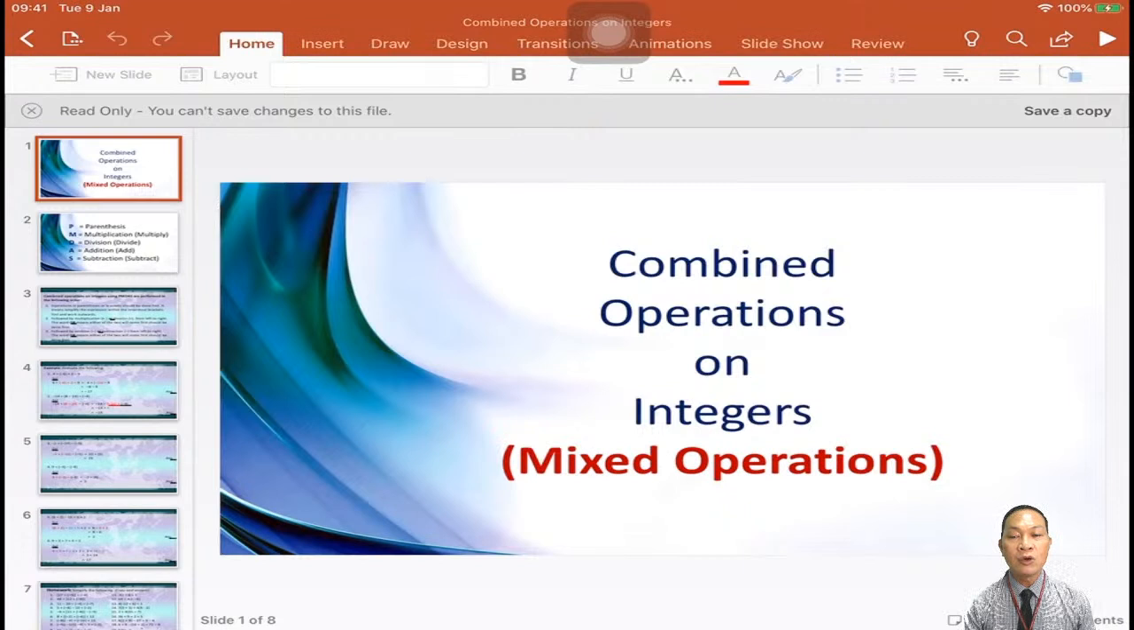Alright, so last week we were able to discuss multiplication and division of integers, and the rules in multiplication and division of integers are the same. Let's review the rules in multiplying and dividing integers. The first one: when we multiply or divide integers with the same signs, the result is always positive. And when we multiply or divide unlike integers, the result is always negative.